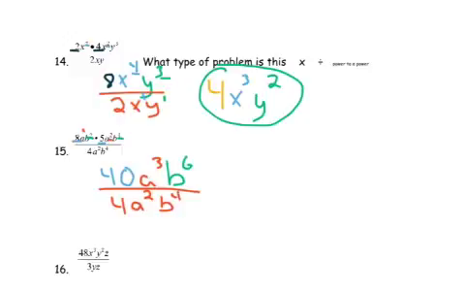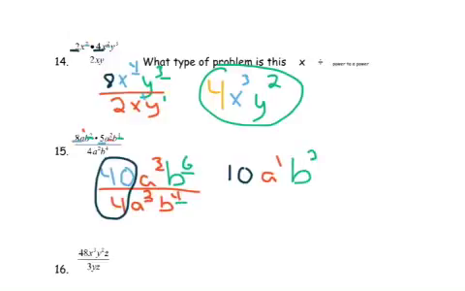Now I can follow the rules for division. So remember, you divide your coefficients out in front, these values right here. So 40 divided by 4 would give me 10. A, remember when we're dividing we subtract our exponents. 3 minus 2 would give me 1. And B, 6 minus 4 gives me 2. And your final answer would be 10ab squared.